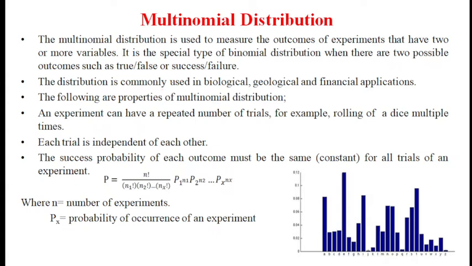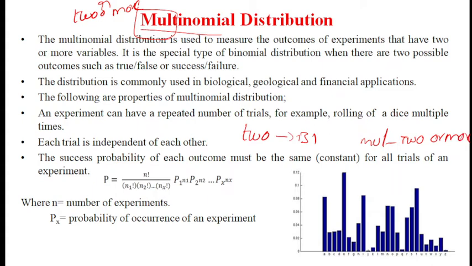Let us discuss the next one, multinomial distribution. This multinomial distribution is used to measure the outcomes of experiments that have 2 or more variables. As the name suggests, multi means more than one, 2 or more. It is a special type of binomial distribution, where there are 2 possible outcomes such as true or false. Under binomial, we can expect only 2; bi means 2. Under multinomial, 2 or more.